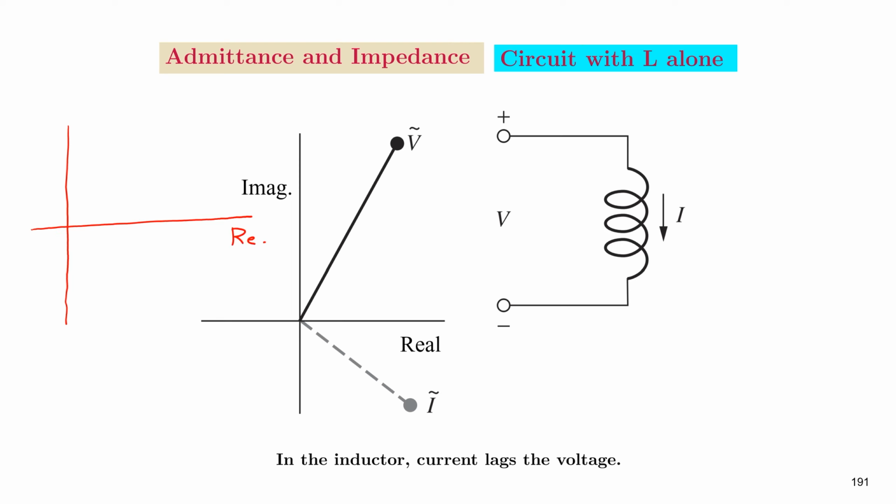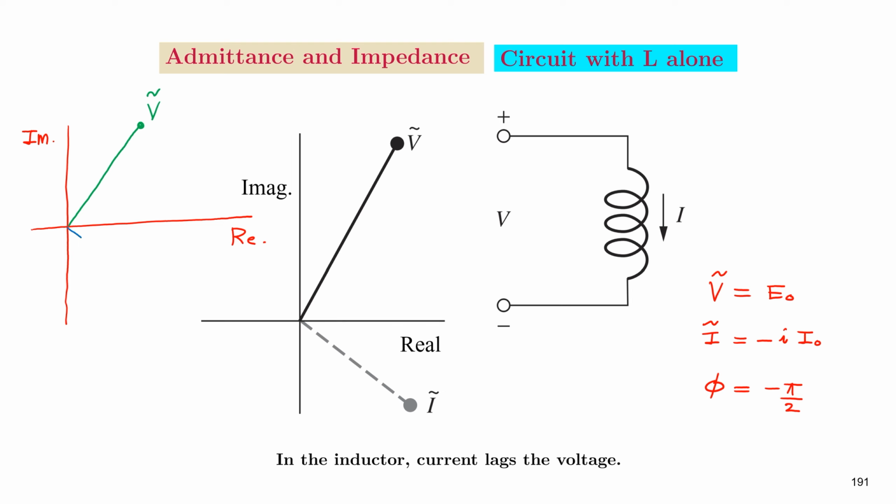This is the real axis and this is the imaginary axis. Let us first fix the complex voltage. So this is the complex voltage. We saw that V complex is equal to E0 and then I complex is equal to minus i times I0, and phi equal to minus pi by 2.